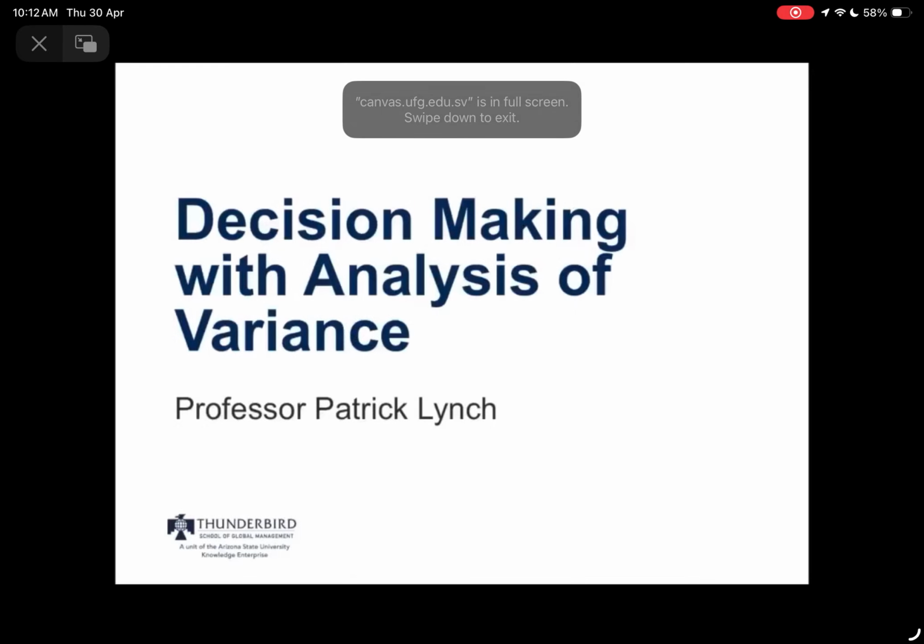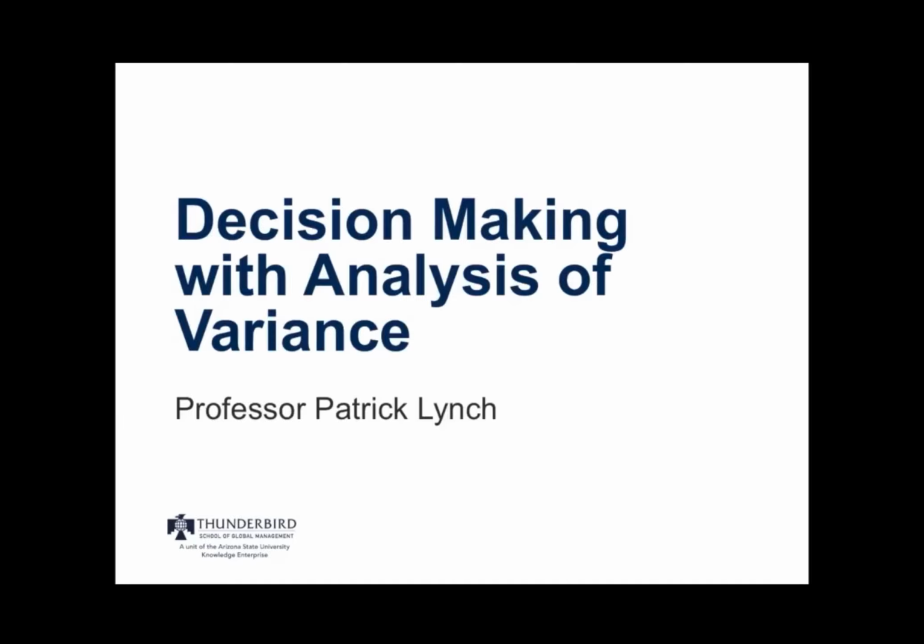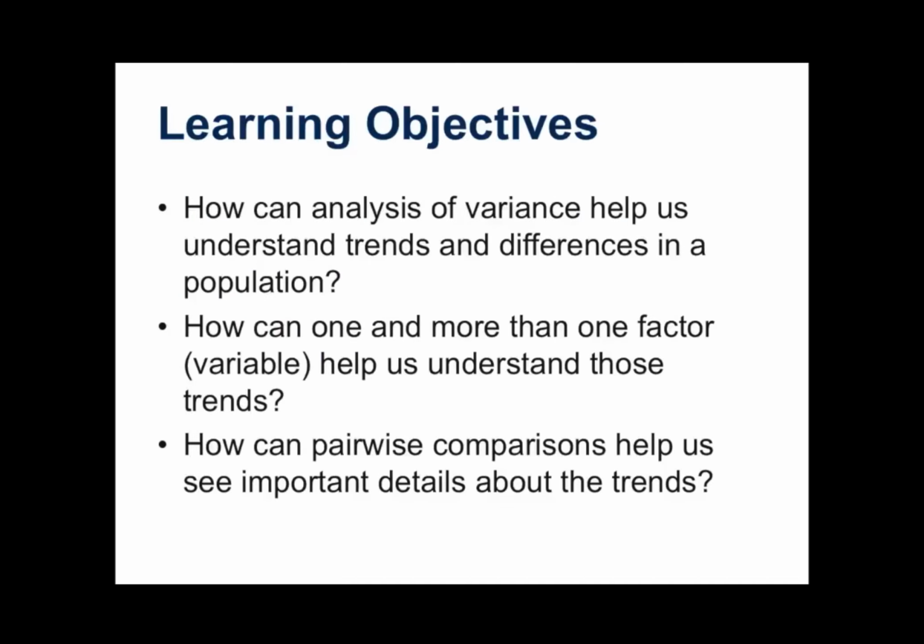Welcome. In this session, we'll explore decision-making with analysis of variance, one of the most popular techniques in the social sciences. Here, our learning objectives are to understand how the analysis of variance can help us understand trends and differences between populations, how we can use one or more factors or variables to help us understand those trends, and we'll also be looking at pairwise comparisons to see important details about those trends.